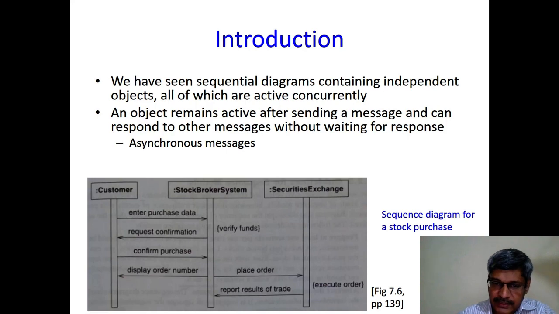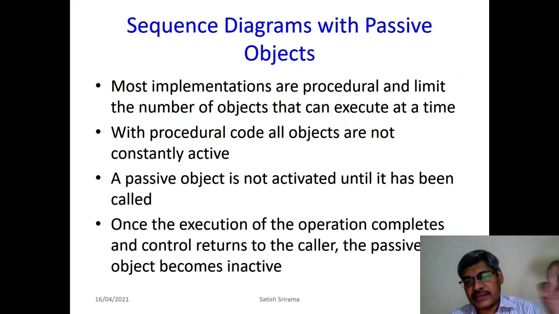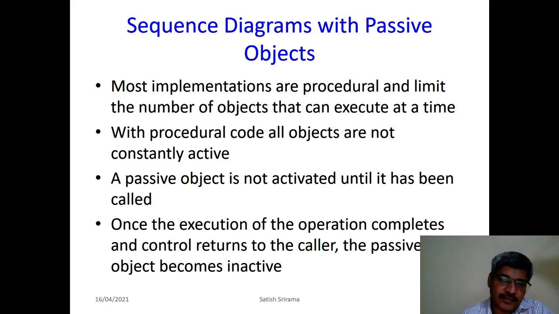But the big problem with this is that most implementations are procedural, and they limit the number of objects that can execute at a particular time. If that is the case, then you cannot have the objects be active all the time. So a passive object is not active always; objects are not constantly active. A passive object is not activated until it has been called for.